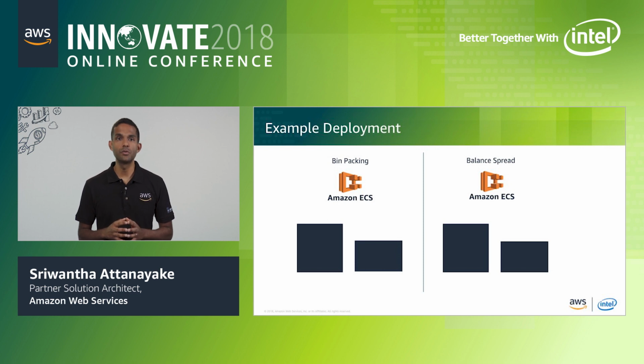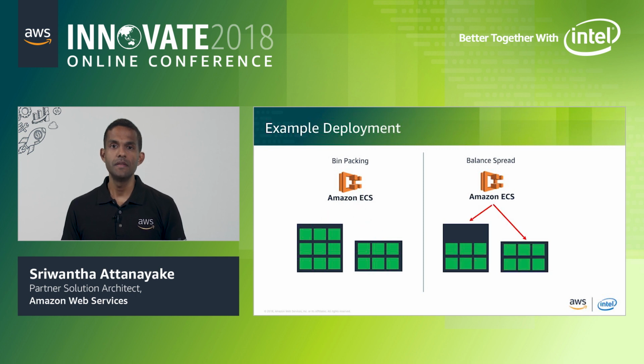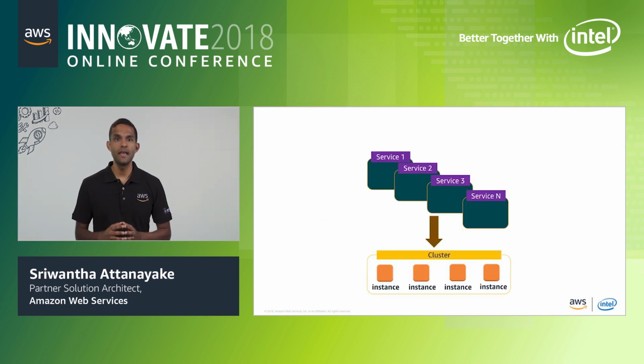ECS has built-in intelligence to know the available resources in the cluster. It can place tasks in the underlying EC2 instances in various ways. For example, with bin packing placement, it first fills one EC2 instance completely with containers before moving to another instance. In the case of balanced spread, ECS places tasks evenly across all available EC2 instances. You can place multiple tasks, hence multiple applications, in a given cluster. For example, you can run a human resource application as service 1 and your ERP application as service 2. If your application demands more compute resources, you can easily scale the cluster.